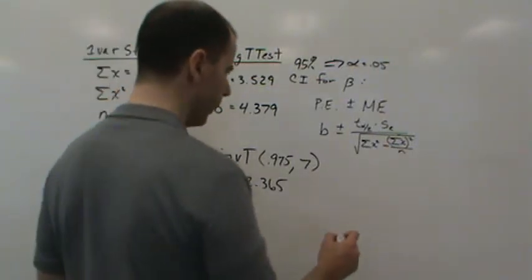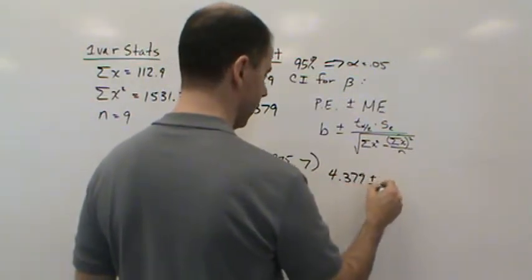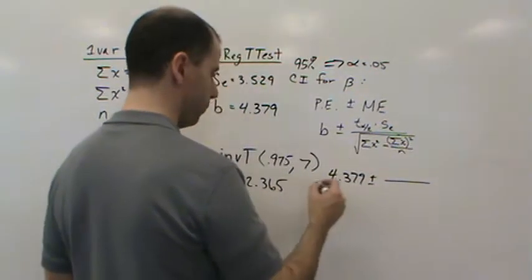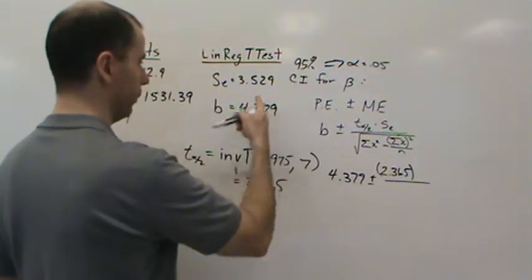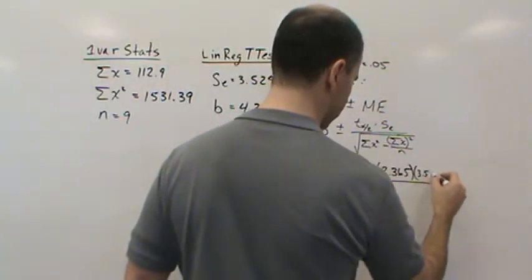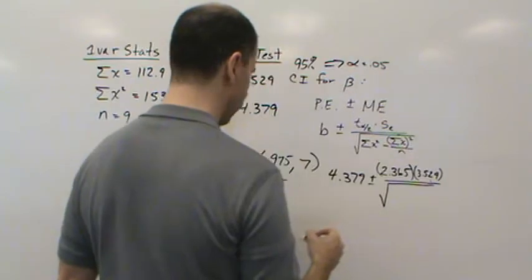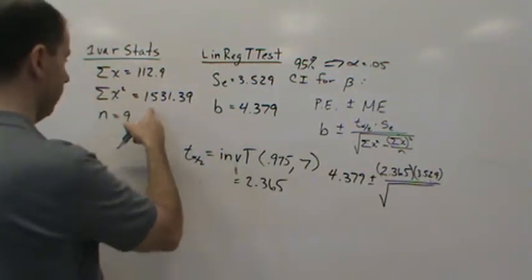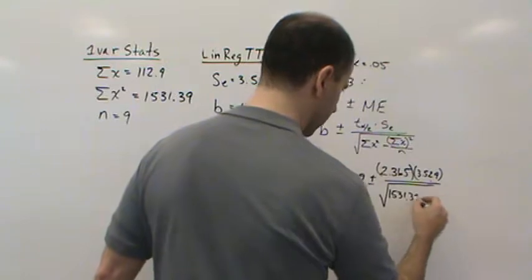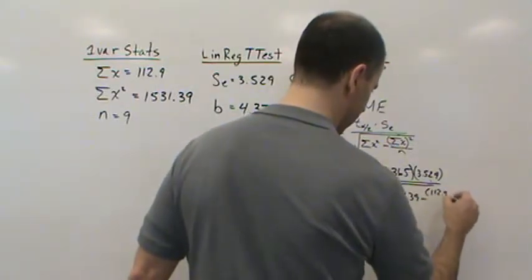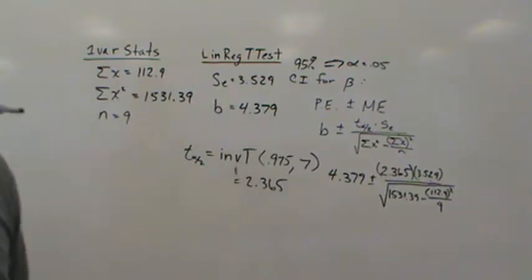Okay? So here's the thing. Our beta is 4.379 plus or minus 2.365 times our S sub E, which is 3.529, divided by the square root of 1531.39 minus 112.9 squared divided by 9. Okay, so that's what we have. So that's what I'm going to put in the calculator.